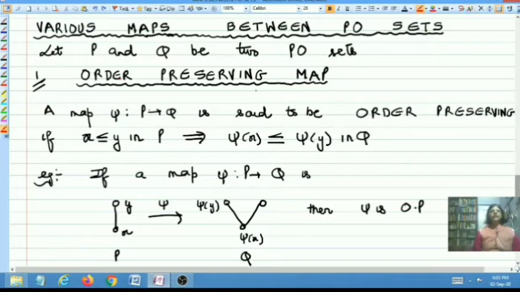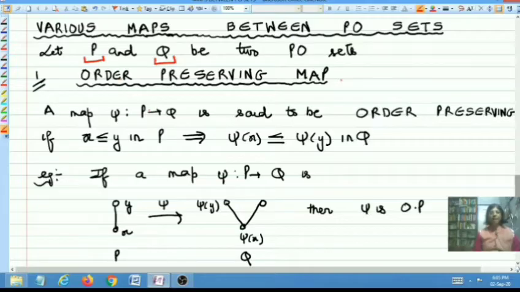Hello students, in this video lecture I am going to discuss the different types of maps you can talk of between two posets. Suppose two posets are given to you: a poset P and a poset Q. What are the different types of maps that you can talk of between these two posets P and Q?